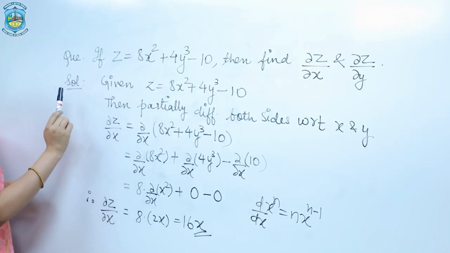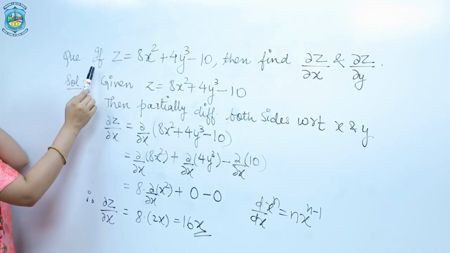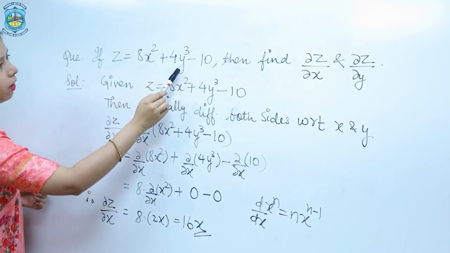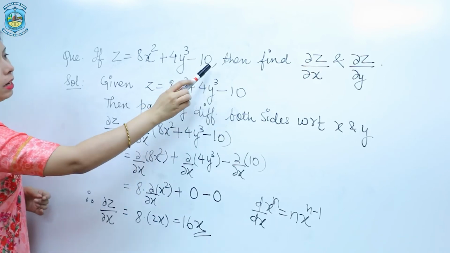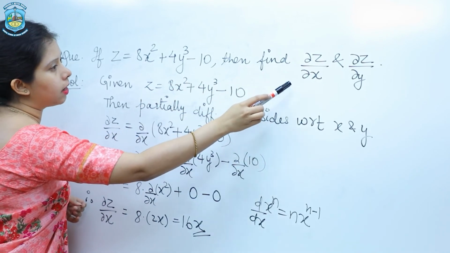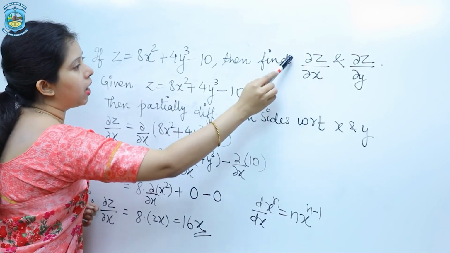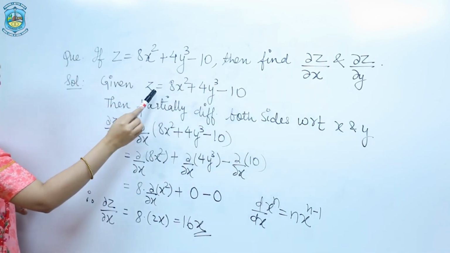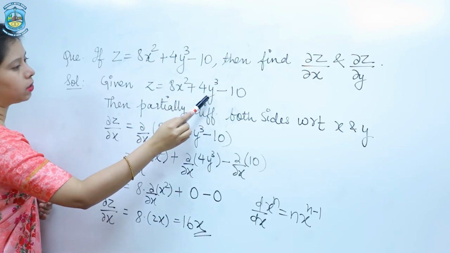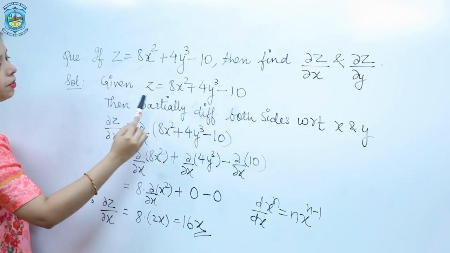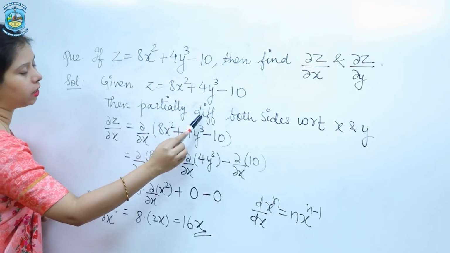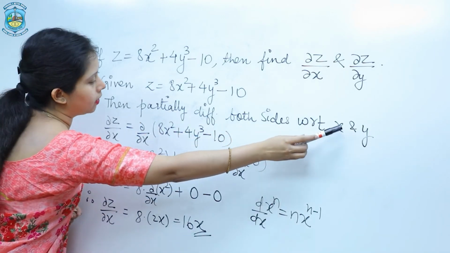So now let us understand partial derivative with the help of one example. If z is equals to 8x square plus 4y cube minus 10, then find del z upon del x and del z upon del y. That means we have to find the first order derivative. So given z is equal to 8x square plus 4y cube minus 10, and then differentiating both sides with respect to x. We are partially differentiating both sides with respect to x and y.